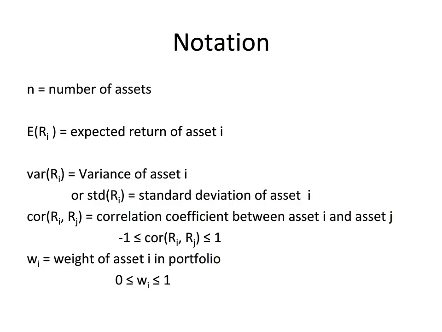To set up this math problem, we are going to have to use some notation. You see this listed here. This notation refers to each of the assets in the portfolio. We have n assets in that portfolio. N equals the number of assets. Each one of those assets has an expected return. You see that denoted there by E(R_i). So each one of the n assets has an expected return.